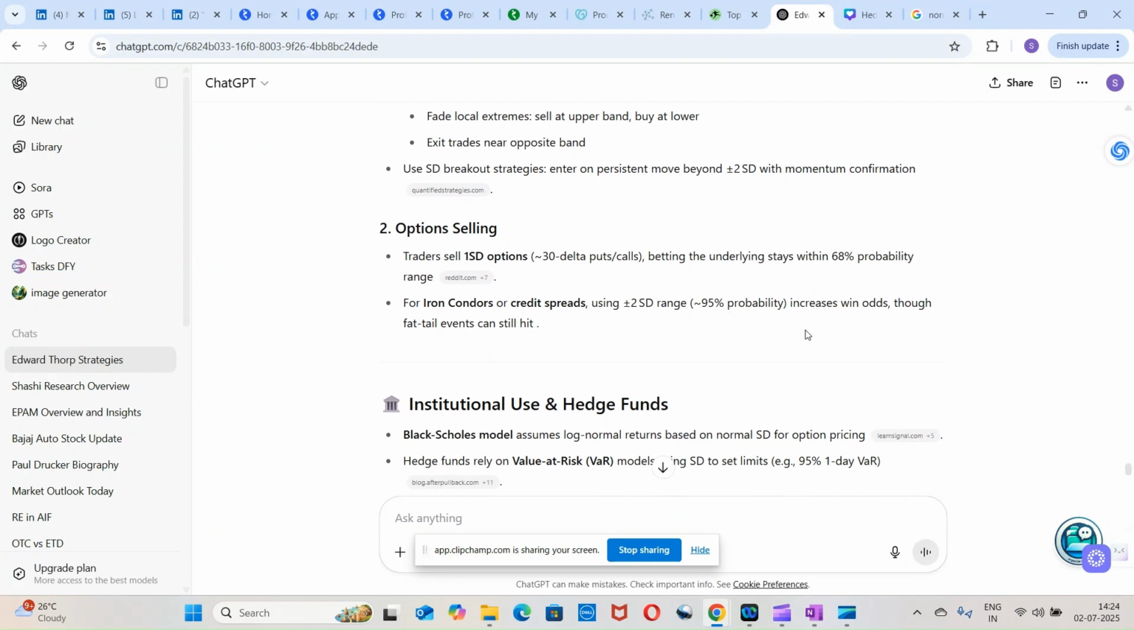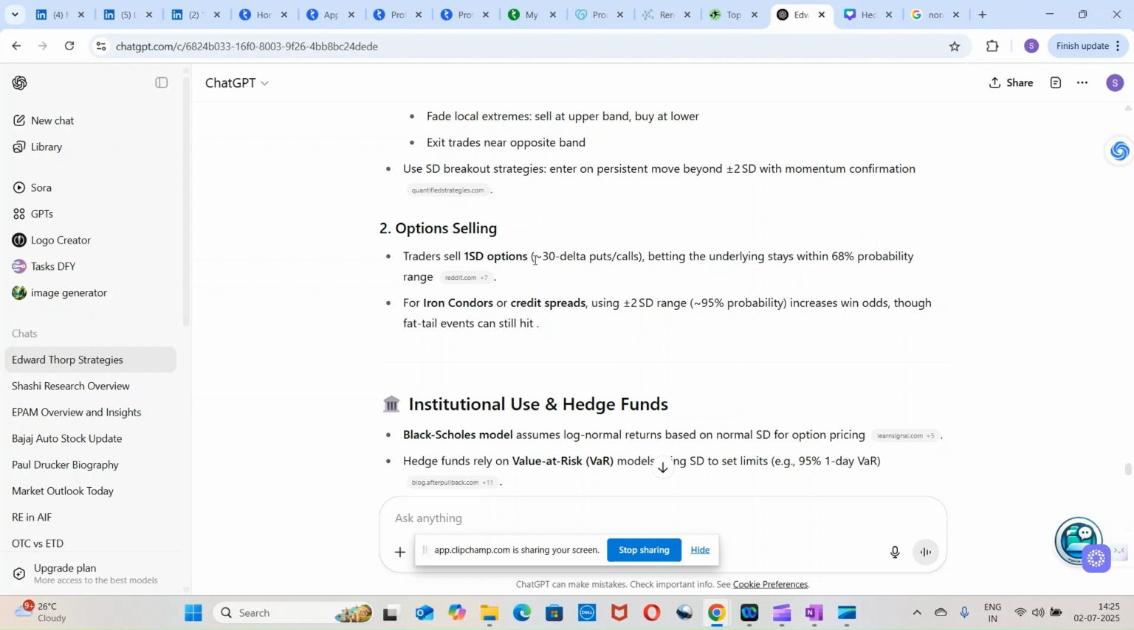Option selling and buying. Option sellers generally sell options at one standard deviation, which is generally 30 delta. So they sell 30 delta puts and calls, and basically the probability of the price staying within this is 68% of the time. Because you're collecting a premium, it increases your chances to 84%. So if you sold a 30 delta put and call, the probability the price stays within is 68%, but because you collected the premium, it increases to 84%.